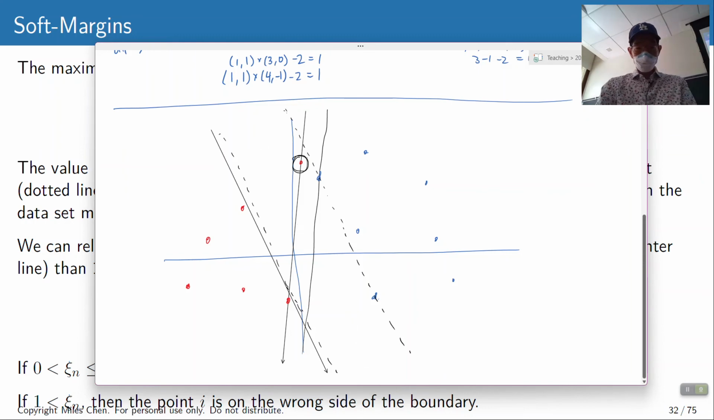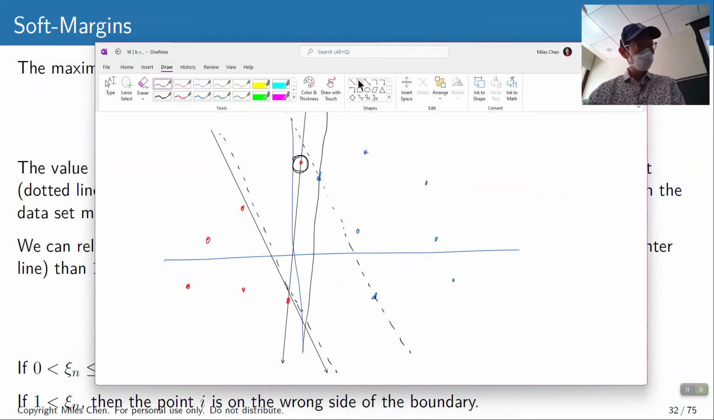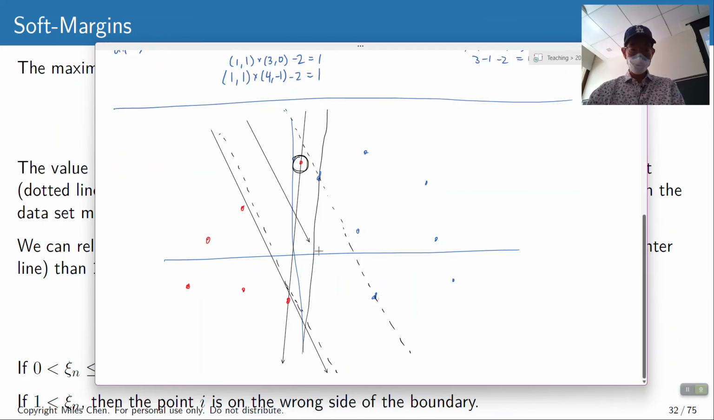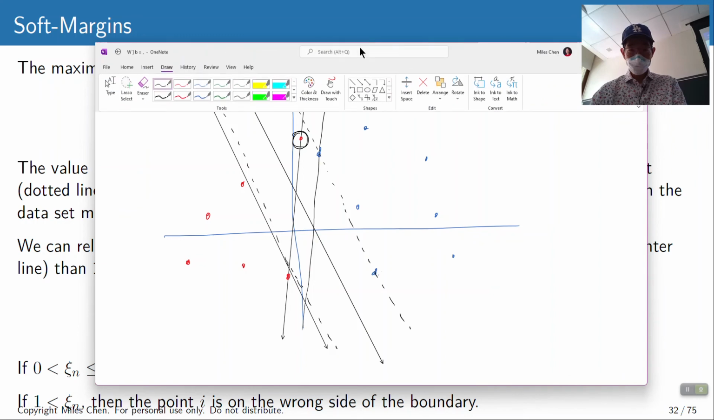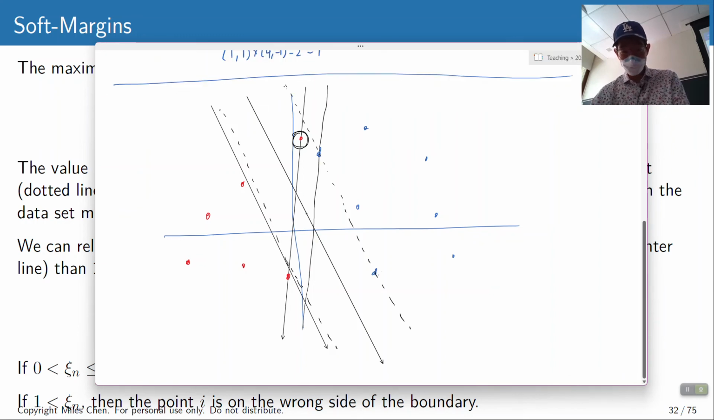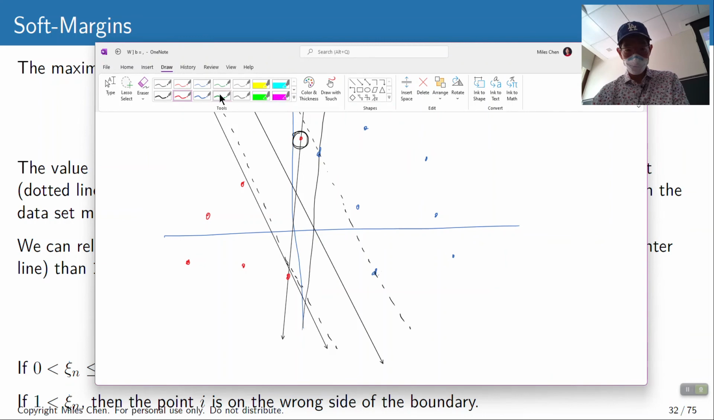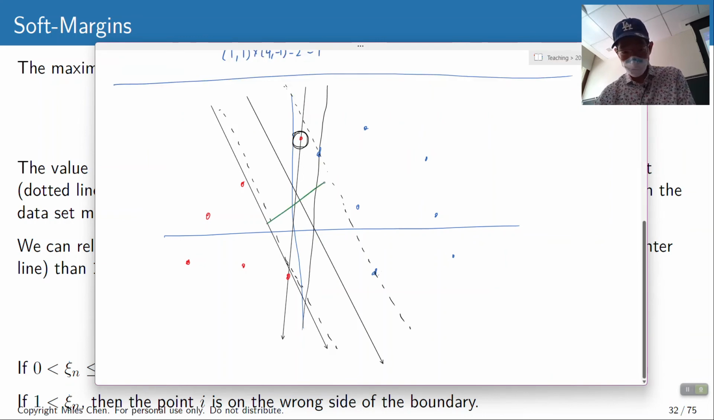Let me see if I can delete all of these lines. I can't. What we're going to say is, let's keep this. Can we still keep this boundary here? And then we look at this vector that's perpendicular to this line, right?